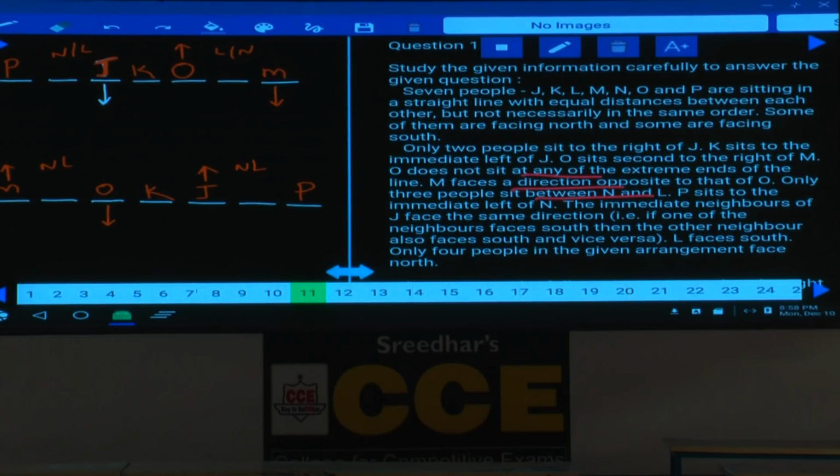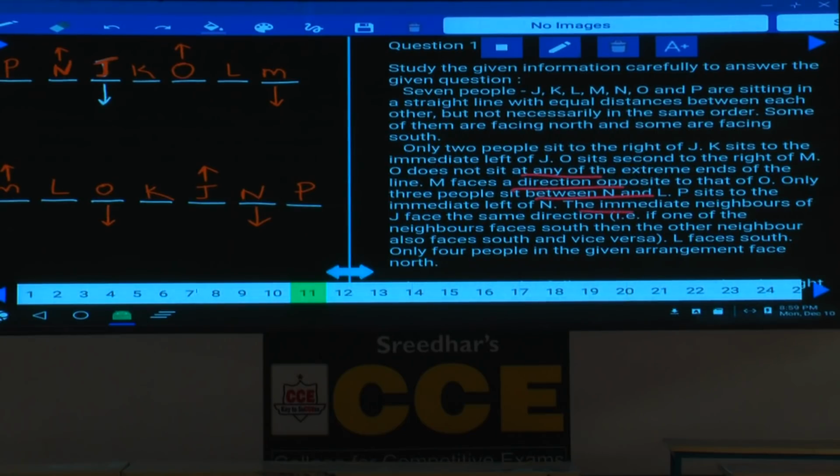N, only 3 people between N and L, P sits to the immediate left of N. As P is to the immediate left of N, hence N must be at this place only. P and N are adjacent to each other. If N is here, then L will be here, and P, to the immediate left of N, must face towards north. And P is to the immediate left of whom? Immediate left of N, hence N is in between J and P. And P sits to the immediate left of N, hence N must face towards south. Then only P is to the immediate left of N.